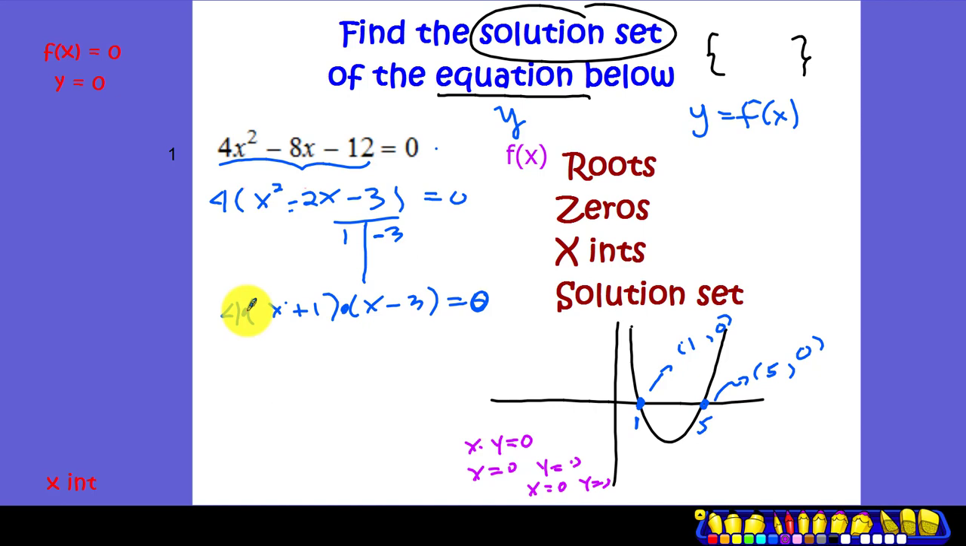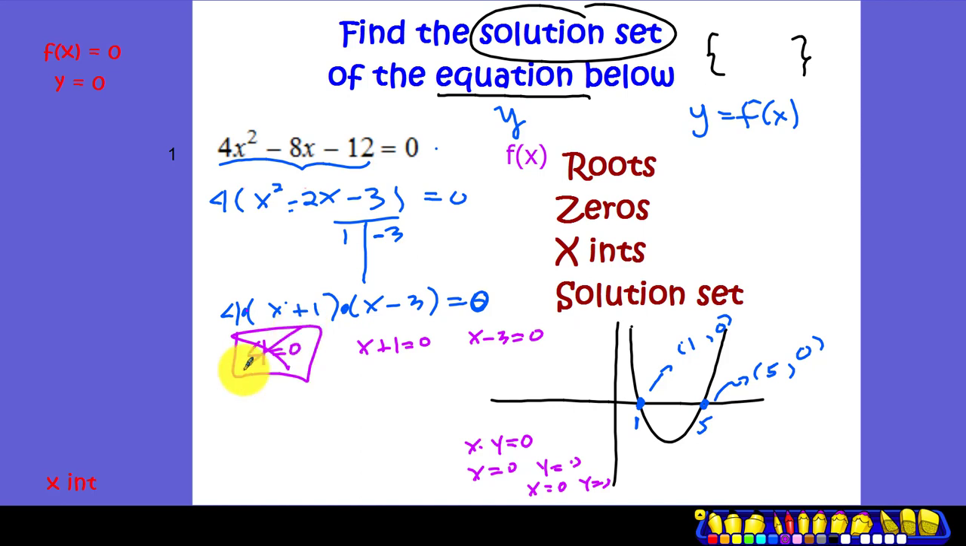Since the product is equal to 0, it means that either the 4 is 0, or the x plus 1 is 0, or the x minus 3 is 0. These are the only possibilities. Now, do you think 4 can be equal to 0? This will never happen because 4 is 4, not 0. So we can just disregard this one. We don't need this. That's not going to happen.